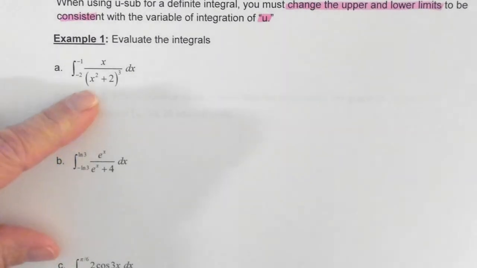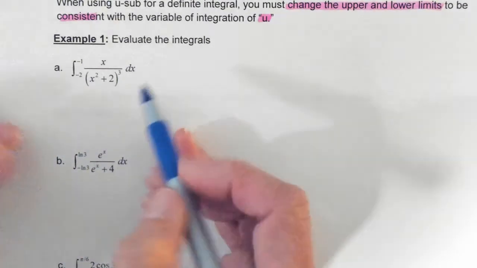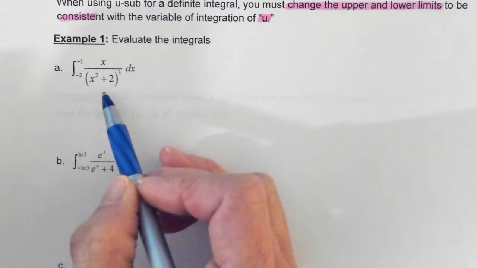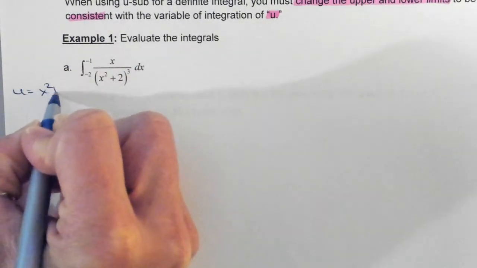This is clearly a u-sub, okay, because we have a higher power in the denominator. It is a quotient, and I'm not multiplying this out 3 times. It's just going to get too messy. All right, so what we've got is u is equal to x squared plus 2.